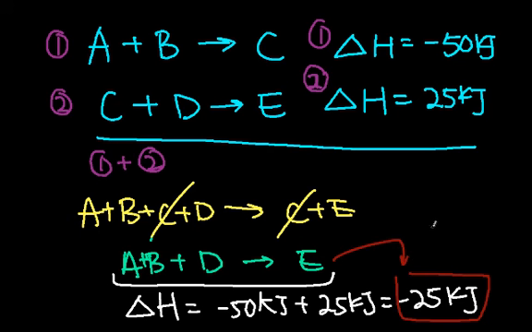So essentially all we did was add two equations together, much like we would do in a math equation, and much like in a math equation we could just cancel out like terms on both sides.